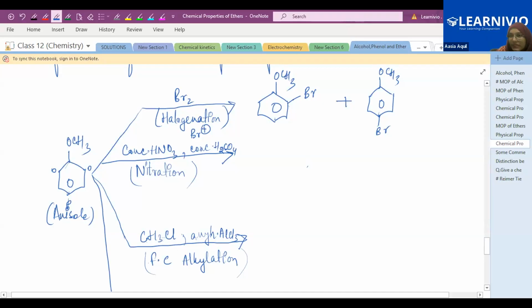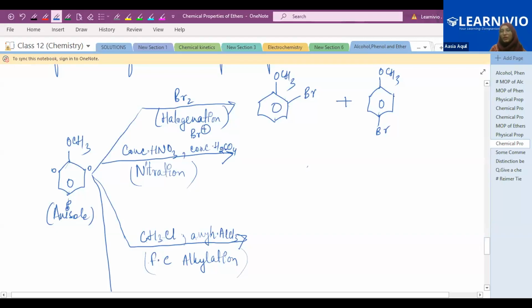You can see this one position and the second position. There will be more hindrance here, right? So due to that, the ortho bromoanisole is the minor product, but the para one that forms is your major product. Always remember, in the electrophilic substitution reaction, two products are formed, the ortho product and the para product, and the para one will be the major product.